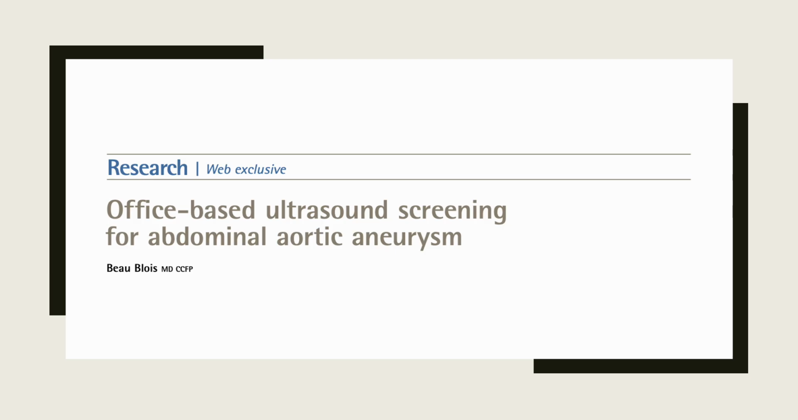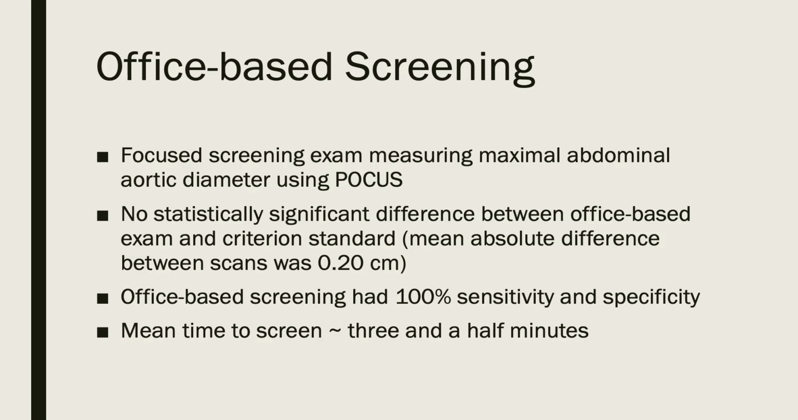A pilot study from a rural family medicine practice in Canada examined the question of whether an office-based ultrasound screening protocol for abdominal aortic aneurysms was technically feasible. In this study, a resident in the clinic was trained to complete a POCUS screening exam measuring the maximal abdominal aortic diameter using POCUS. About 45 patients were screened, most of them men, but all of them meeting guideline recommendations for screening. There was no statistically significant difference between the office-based protocol and the criterion standard. In fact, the mean absolute difference between the scans was only about 0.2 centimeters.